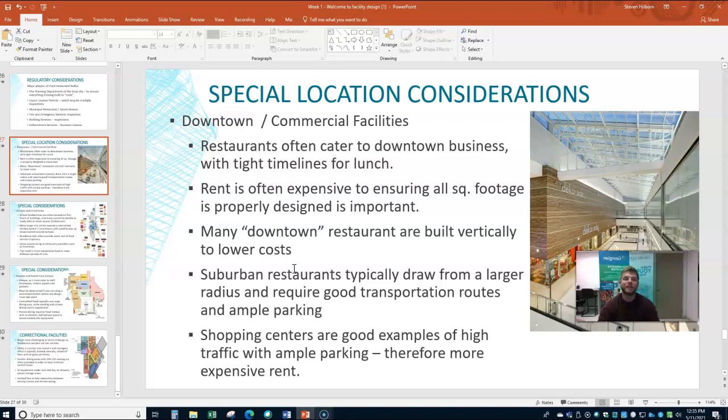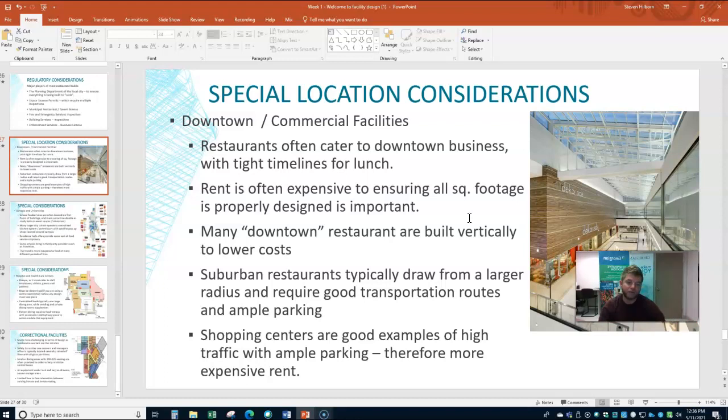By downtown, I mean an urban city. So restaurants often cater to downtown business. They have tight timelines for lunches. Rent's often very expensive, so ensuring all square footage is properly designed is important. A lot of these restaurants are now being built vertically because they pay for square footage of a piece of land, but what they're not paying extra for is maybe their basement or the second floor.